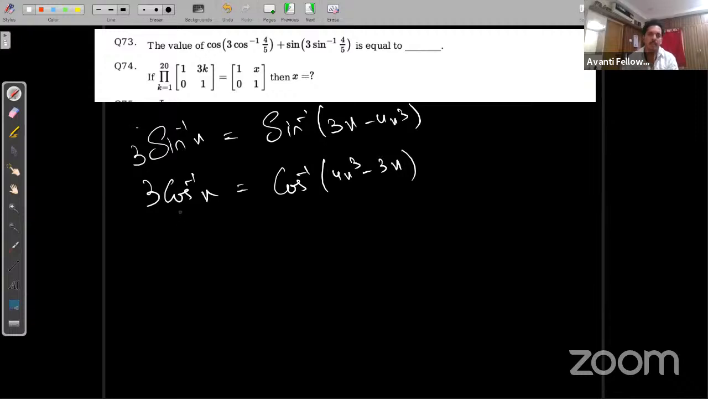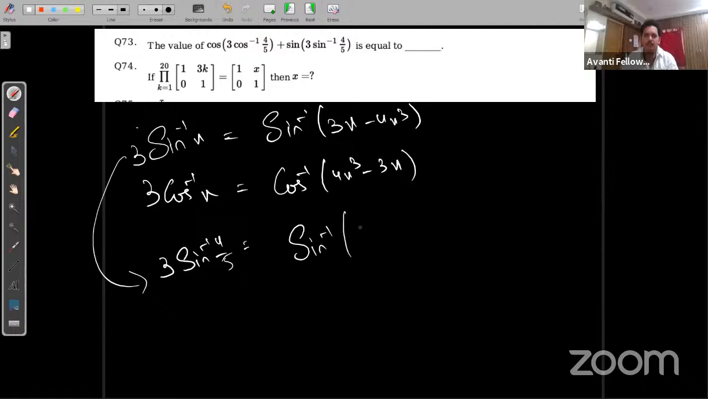So now in our given question, we are having 3 sine inverse of 4 by 5. We'll try to solve this one. What is 3 sine inverse of 4 by 5? Try to apply this formula over here. So it is equal to sine inverse of 3x, that means 12 by 5, 3 into 4 by 5, minus 4 into x cube, that means 4 by 5 whole cube.